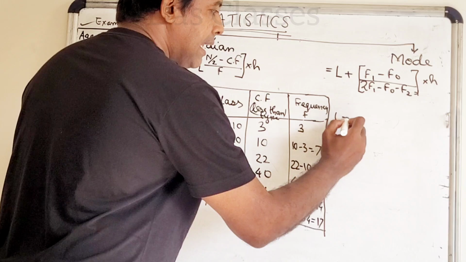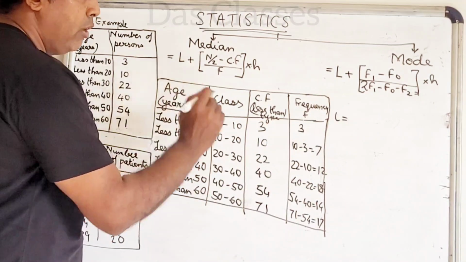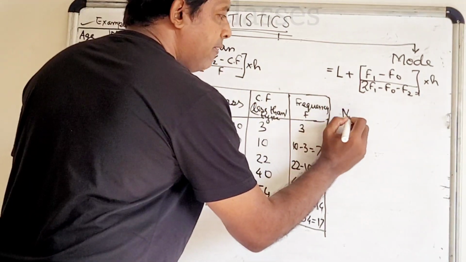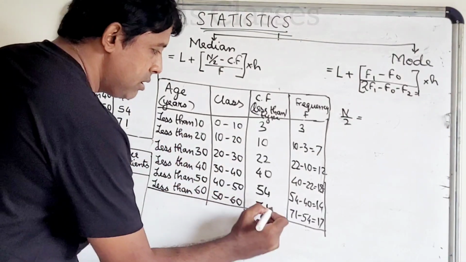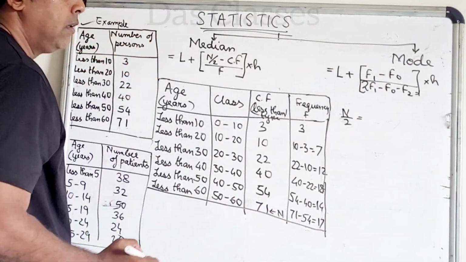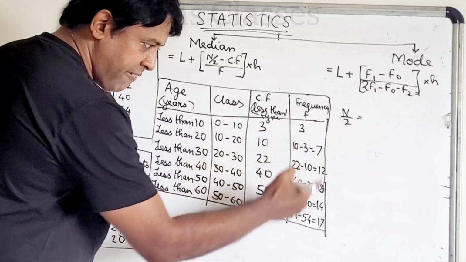First of all, we need to calculate the n upon 2. Always in a median sum you need to calculate n upon 2. N means this is the n total, which you could have added.